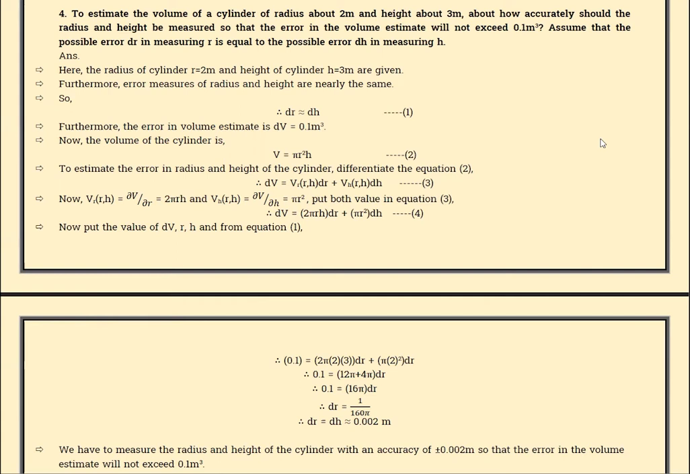So we have to measure the radius and height of the cylinder with an accuracy of 0.002 meters, so that the error in the volume estimate will not exceed 0.1 meter cube.